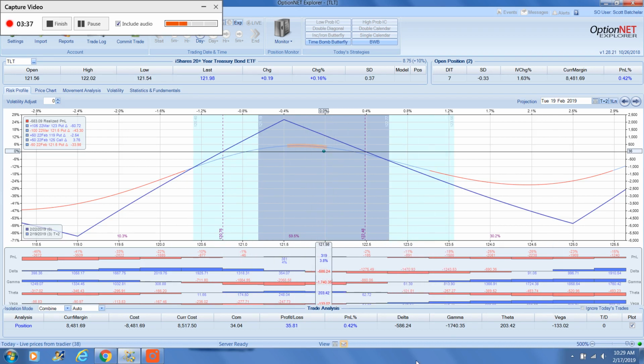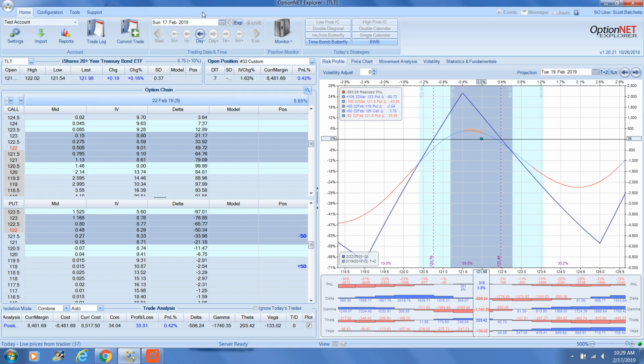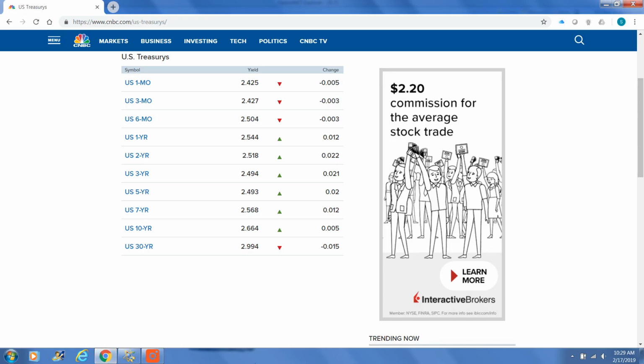So let's back up and go back to the Treasury complex here to get the basics there. And then we'll go back to the trade that we just opened. All right, so take a look at the whole curve here, and you can see how flat we are. We're most concerned with the 2 through 30.